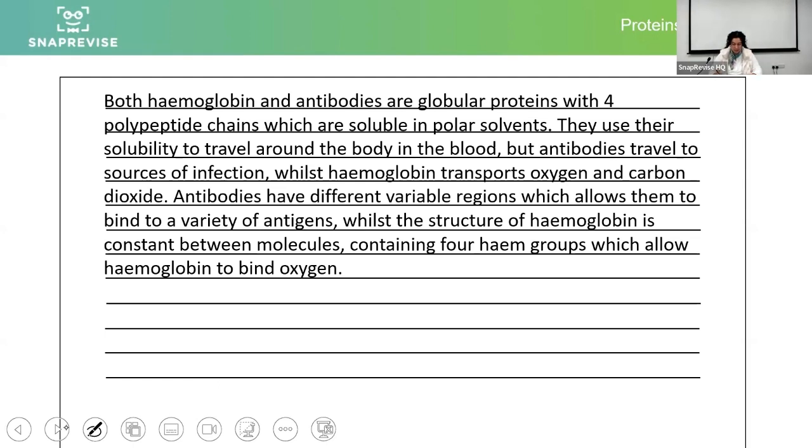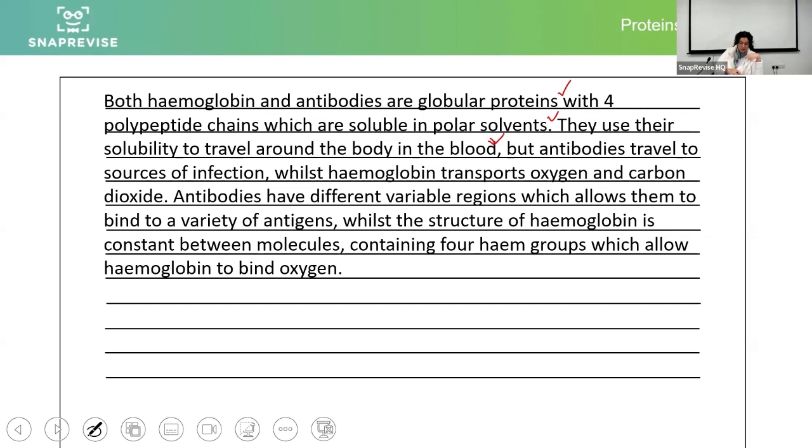Both hemoglobin and antibodies are globular proteins, a similarity, 1 mark, with 4 polypeptide chains, which are soluble in polar solvents, as most globular proteins are, another mark. They use their solubility to travel around the body in the blood, similarity. Similarity in terms of function, right? One was similarity in terms of structure. This is similarity in terms of function.